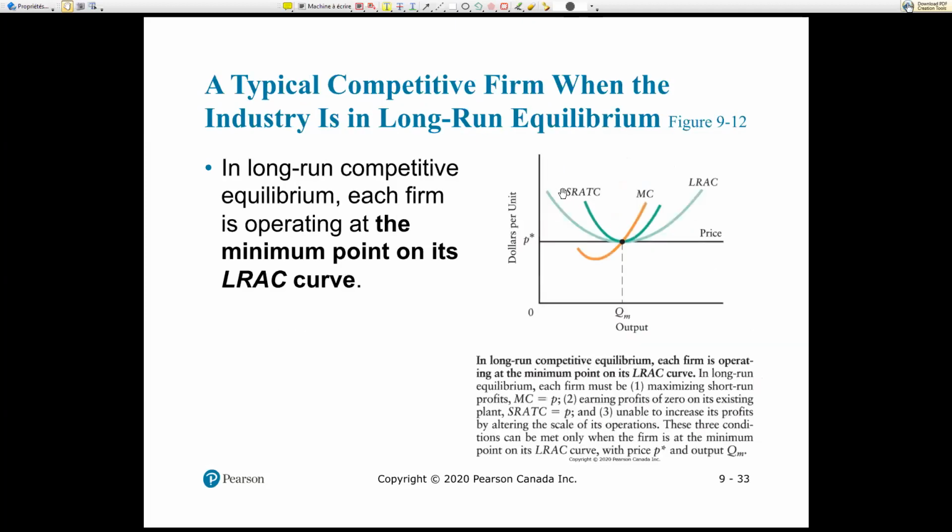So this is what would happen in the long run. This really is the perfect equilibrium, what happens in the market. So long run average cost equals short run average cost equals marginal cost equals price. Everything is equal. So in that case, there is no pressure for the industry to change.